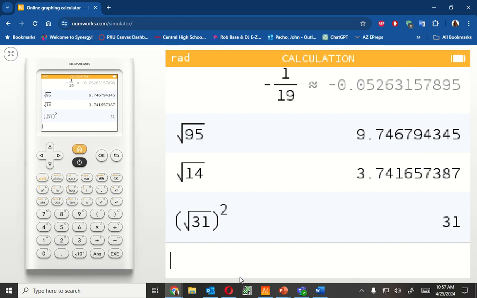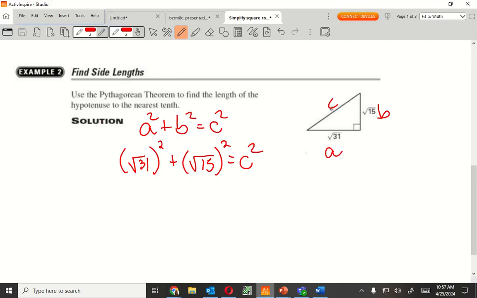We're going to be dealing with some other ones later on, which is the cube root is undone by a cube, a third power. So let's go back to the notes. So this is going to give me 31 plus 15 is equal to C squared. Add those up and I should get 46 is equal to C squared. Now to undo a square, which is right here, I need to take the square root of both sides.